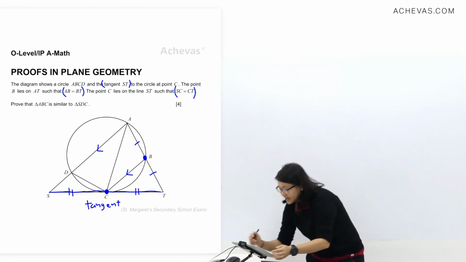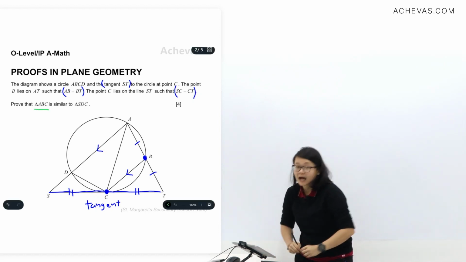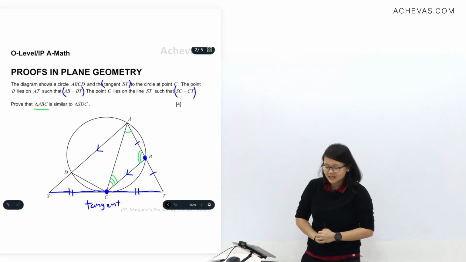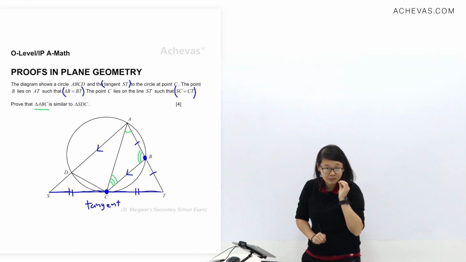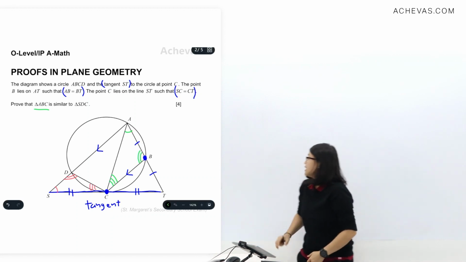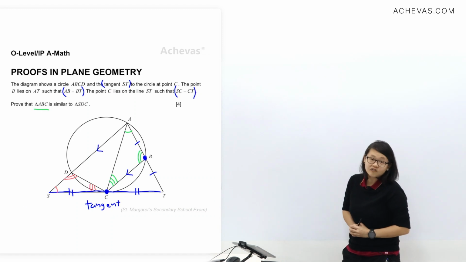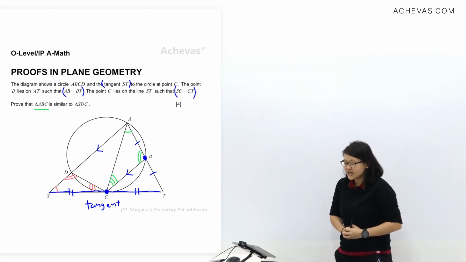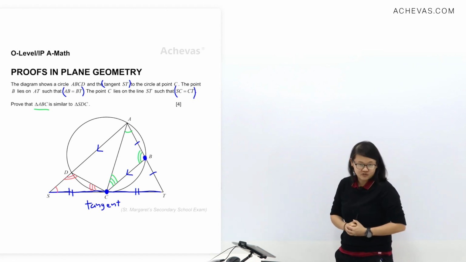Now let's take a look at what we need to prove. We need to prove that triangle ABC, I'm going to label the angle in, angle A, B, and C, is similar to triangle SDC. I'm going to label that as well, angle S, D, and C. Now let's take a look at the picture over here. Thinking of angles 1, 2, and 3, which are the two angles that are easier to prove. Since I have the parallel line, let's just focus on that.